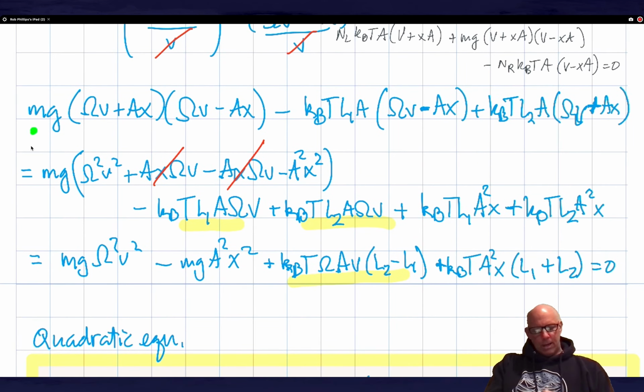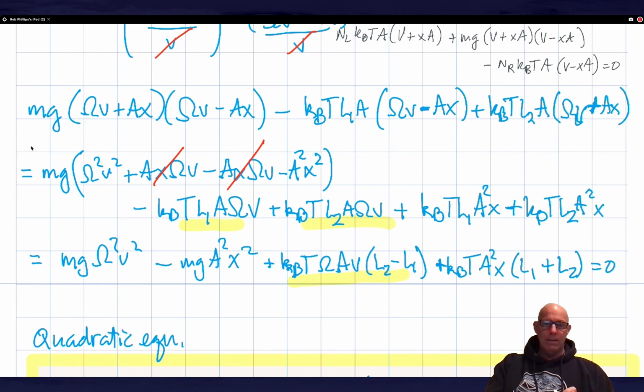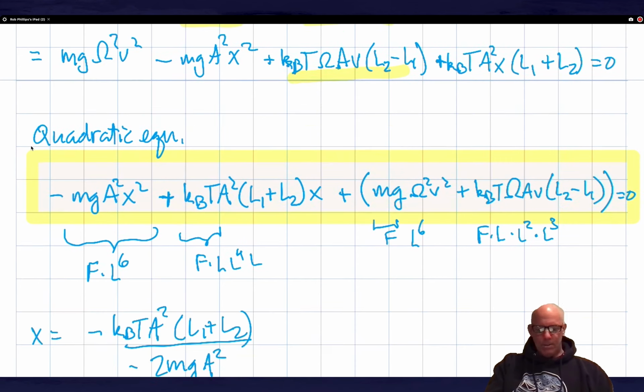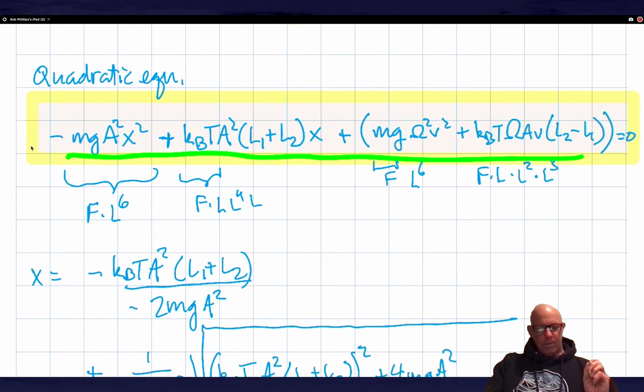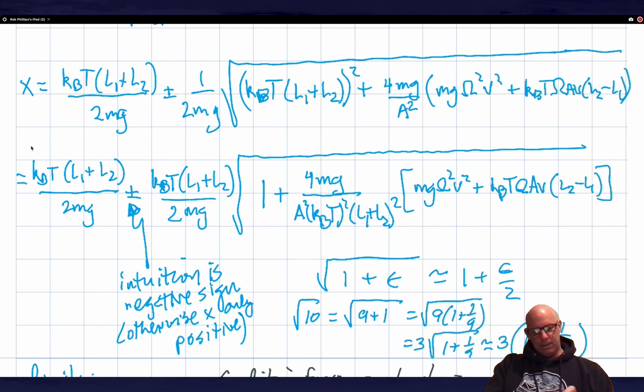So as I just claimed, when you multiply all the terms by omega v plus ax, omega v minus ax, you end up with this quadratic equation that can be rewritten as this mess. This is not going to become a homework. I'm not going to ask you to repeat my steps. I'm just trying to give you a feel for what's going on. So now I have this quadratic equation, and I can solve for x. And the upshot is this.